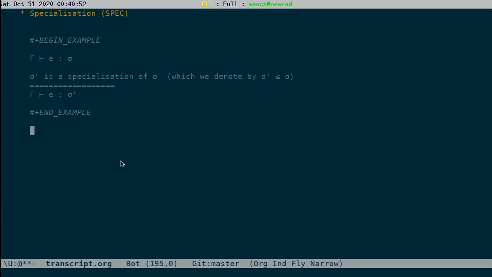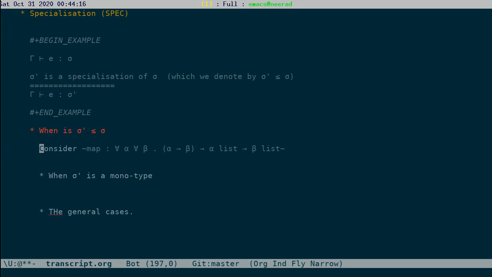To finish the description of the specialization rule, we need to be precise about when a type scheme sigma prime is a specialization of sigma. So there are two cases. The first obvious case is when sigma prime is a monotype, and then the general case when sigma prime is a type scheme. Let's motivate these two rules by looking at the specific case of the map function.